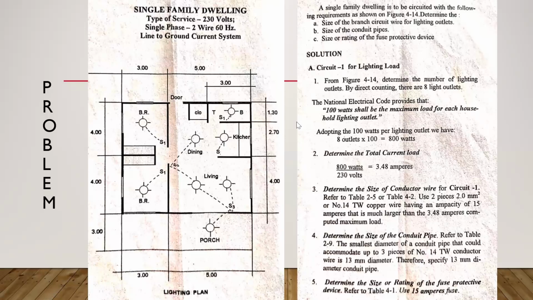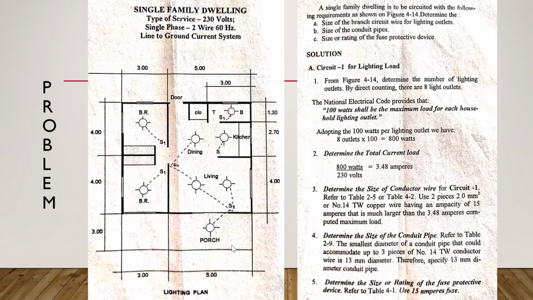So we have here a sample ng lighting plan. Single family dwelling, yung type of service natin, meron tayo ditong 230 volts. And then single phase, meron siyang 2-wire of 60 Hertz, or yung ating 60 degrees Celsius maximum temperature capable ng ating wire na gagamitin.